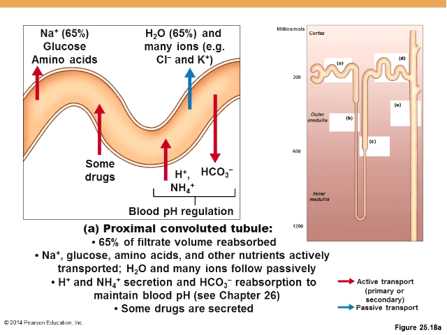So in the proximal convoluted tubule, 65% of the filtrate volume is reabsorbed. Sodium, glucose, amino acids, and other nutrients are actively transported. Water and ions follow passively through here. Hydrogen and NH4 secretion and bicarb reabsorption occurs to maintain blood pH, or the level of free hydrogen. We'll see that in chapter 26. And some drugs are secreted into this area too. So we see those different areas, and we see what happens in those different areas.